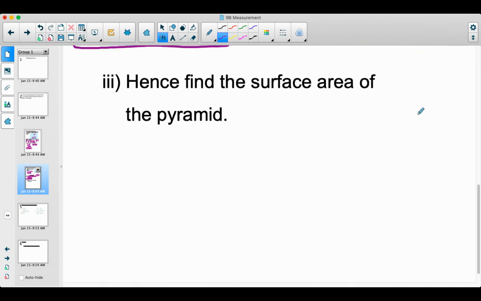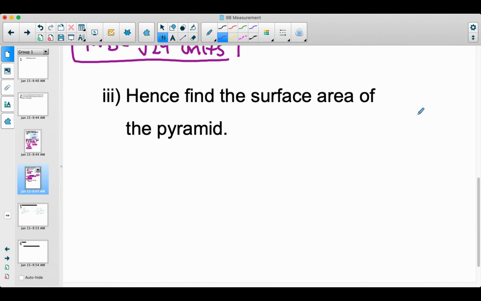Okay, so then the next part says, hence find the surface area of the pyramid. So think about our pyramid. The surface area is all of the surfaces. So that means that we have the area of the square plus the area of those triangles that are formed on the sides. And we have four triangles, so there's really four of them. So really, this is our surface area formula.